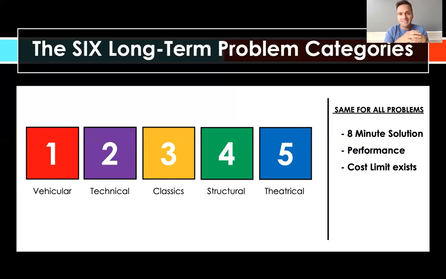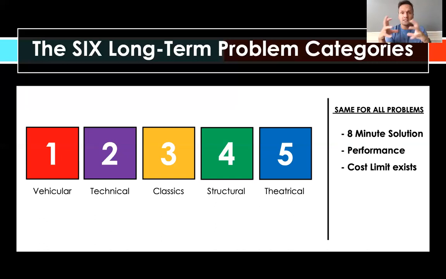And there's also a cost limit for each problem. Now, the specific cost limit varies from problem to problem. So for some of the more technical problems, like vehicle, those cost limits might be a little bit higher because it costs more to get the parts for your vehicle, and then you still have to have money to pay for your performance stuff, your costumes, your backdrops, things like this.